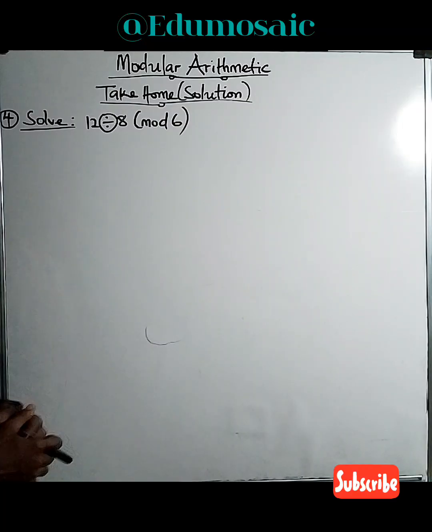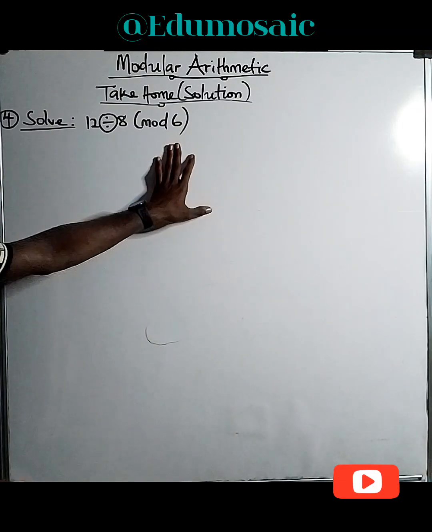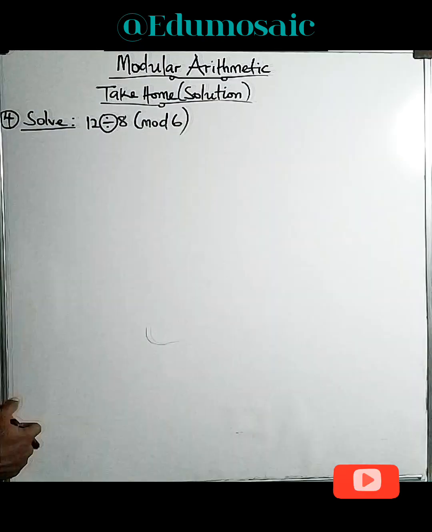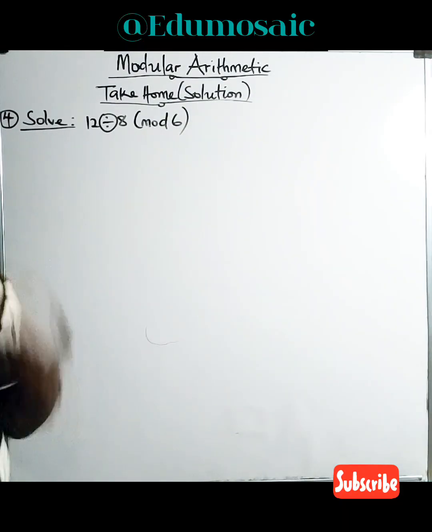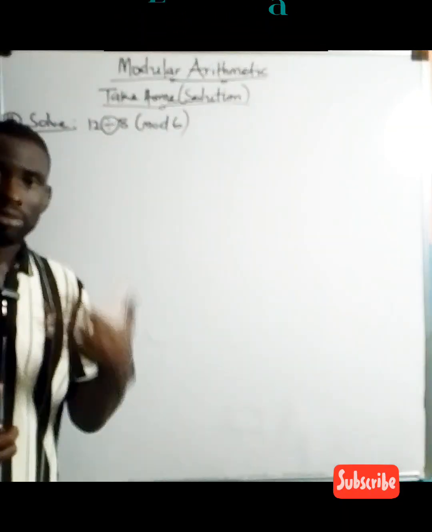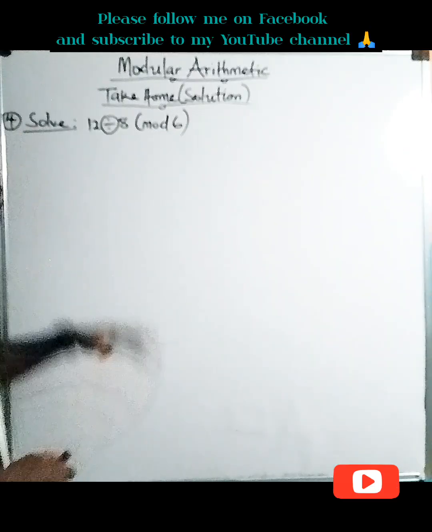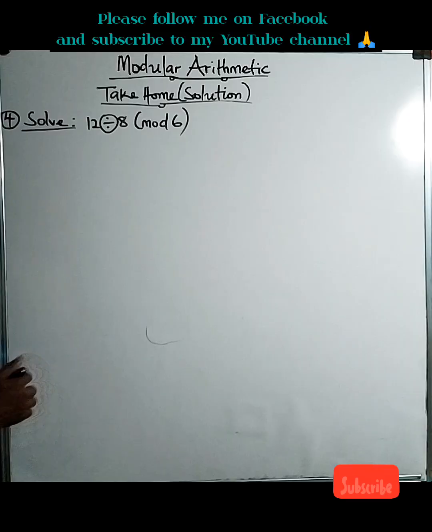We are asked to solve 12 divided by 8 in modulo 6. Now, this question is very easy. I'm sure that most of us got this question right. So how do we solve this? We can use two major methods. First of all, we could use the multiplicative inverse method, and also we could use the direct approach. So let's see what it's going to be.